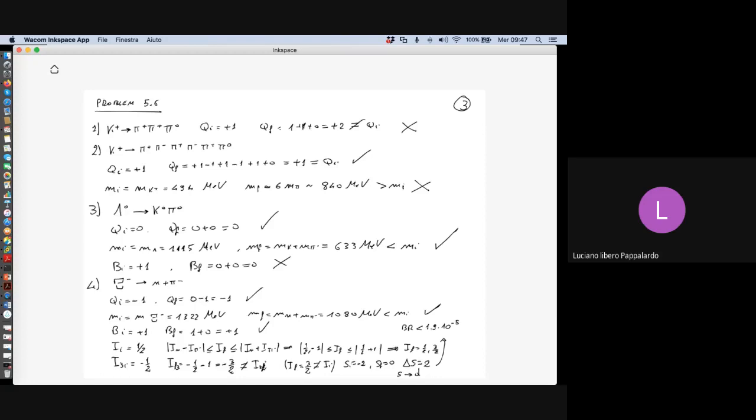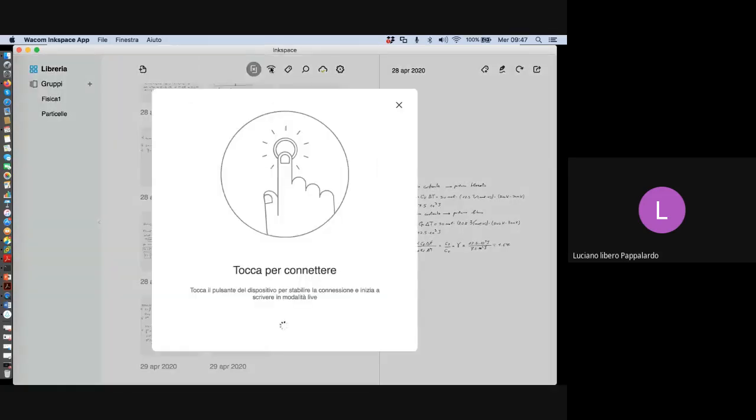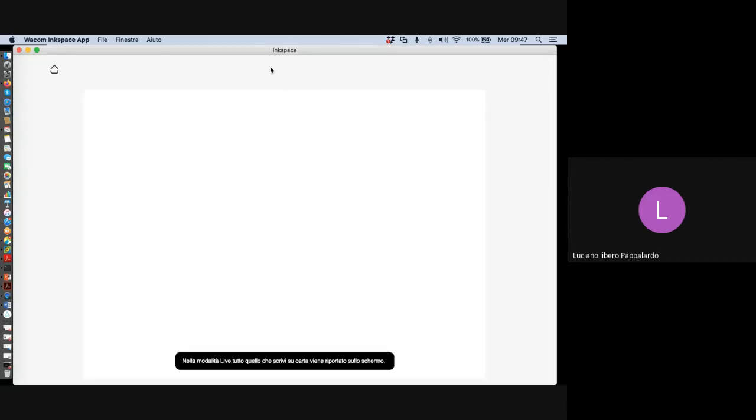Now, let me change page. Okay, this is page 4. Now we go to the pi 0, that goes into gamma, gamma. So let me go fast here.